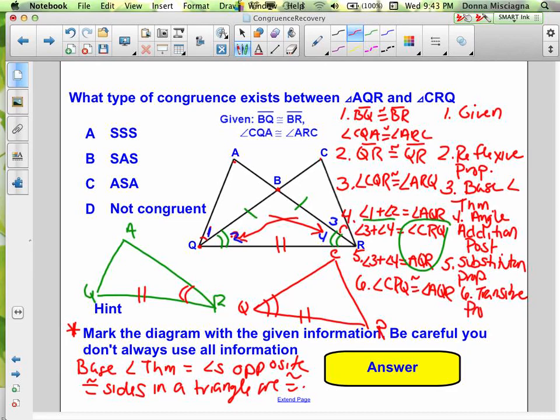That's different than substitution. Substitution is just, this is equal to this, I'm just going to replace this with that. Whereas transitive property, it needs a middleman. They're not equal to each other, they're equal to the same thing. Let me make that a little bit neater. So 6 was transitive property.